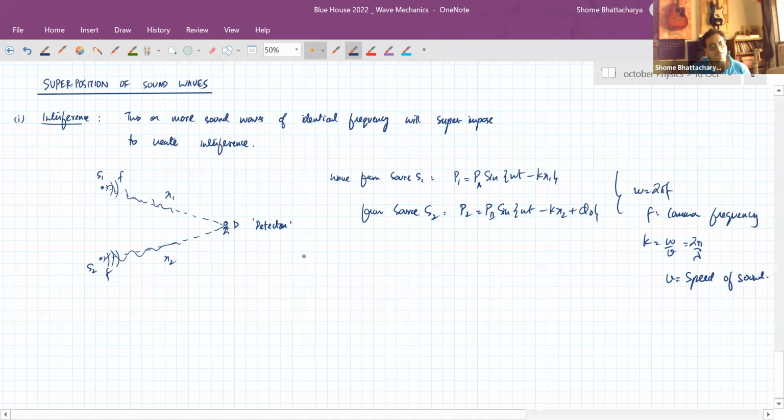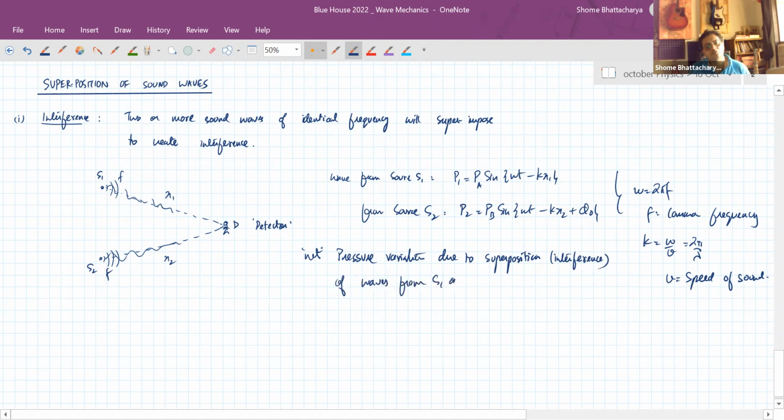So now the net pressure variation due to the superposition, and this kind of superposition only is called interference, of waves from the sources S1 and S2. That net pressure variation becomes P1 plus P2. So it becomes PA sin(omega t minus kx1) plus PB sin(omega t minus kx2 plus phi naught).